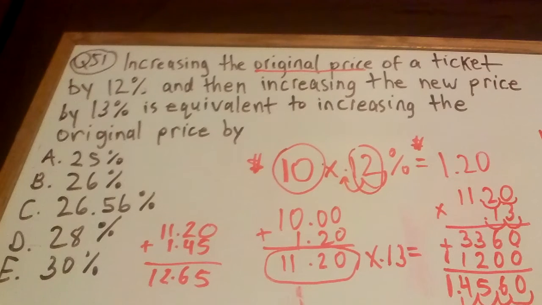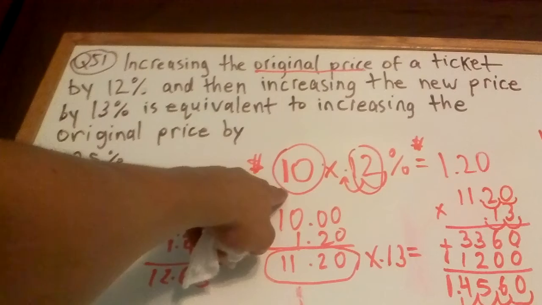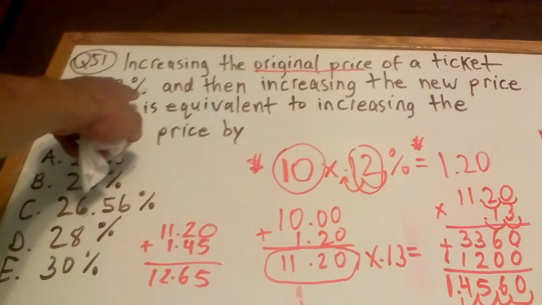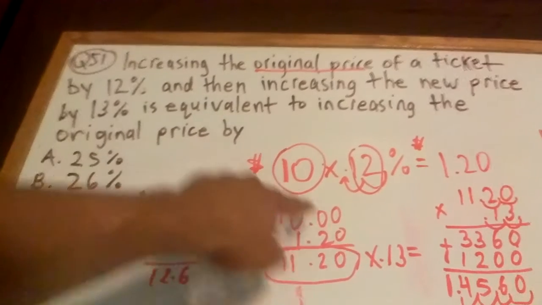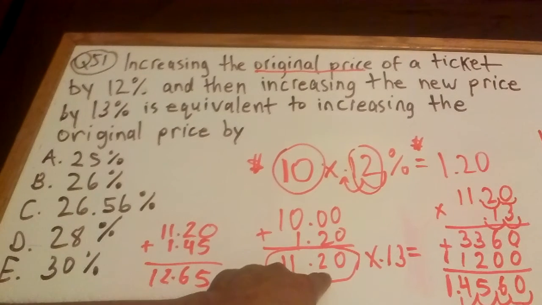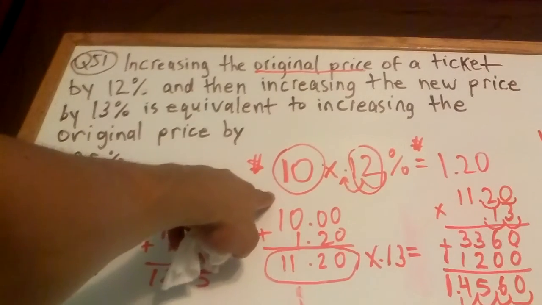But where does that leave us? What does that mean? Well, it means that we started off with $10. And what used to cost $10, when it was increased by 12%, and then that new price increased by 13%, goes from being $10 to $11.20 to finally being, when it's increased the second time, $12.65. So $12.65 is our final answer with our arbitrary 10.